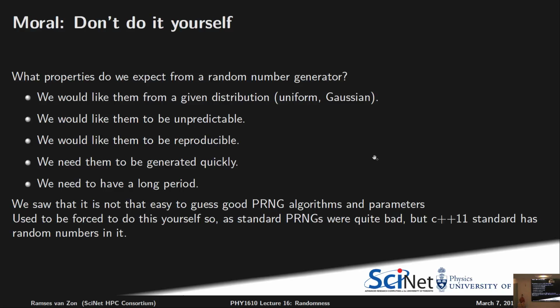But we want to make sure that they do a few things well. They give you the distribution you want, uniform or Gaussian or normal. You want them to be unpredictable, reproducible, generated quickly. It shouldn't take too long. If it takes longer than actually looking at the radioactive process, then we might as well do that. And they have to have what's called a long period.